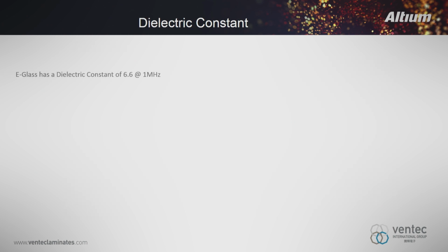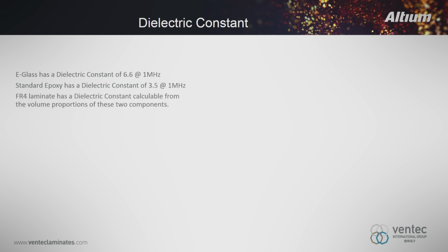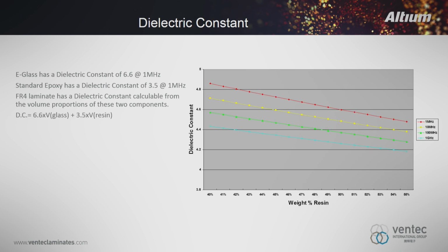But if you think about dielectric constant, glass has a Dk of around 6.6. These are all at 1 megahertz, by the way, although they don't change too much. Resin has a Dk of around 3.5. So it's around 2 to 1-ish. It's that kind of number. FR4 has a value you can calculate from the proportions of these two materials. So a very simple equation, and you end up with a chart like this. So how much resin you've got in there, you can see the dielectric constant at different frequencies.